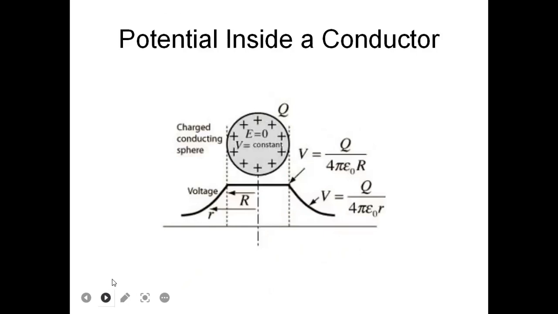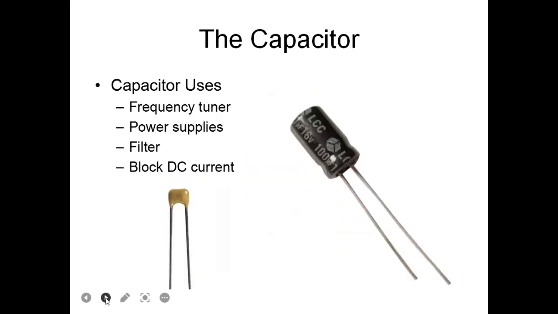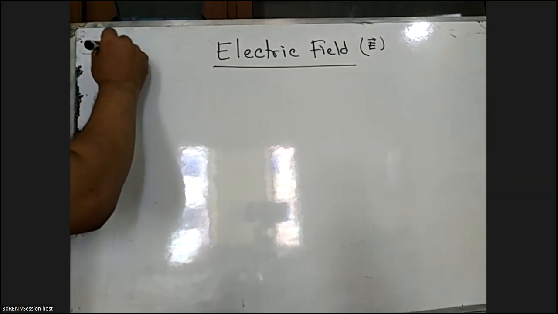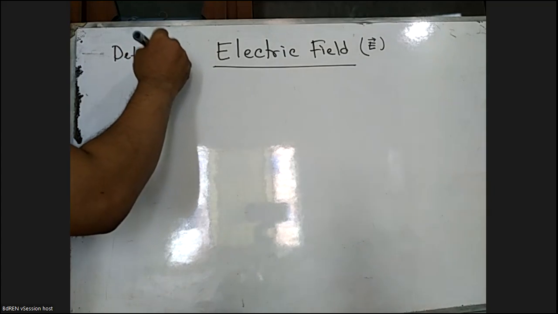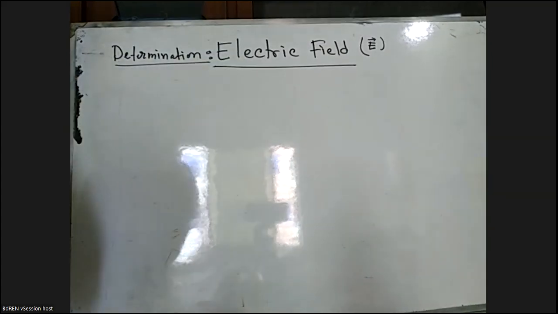Now, potential inside a conductor like this. So this is a charged conducting sphere and the potential will be V equals Q divided by 4 pi epsilon naught R. So the electric field of a set of parallel plates is like this. Similarly, the capacitor we will discuss in our next lecture. Now, how to determine the electric field? Determination of electric field.